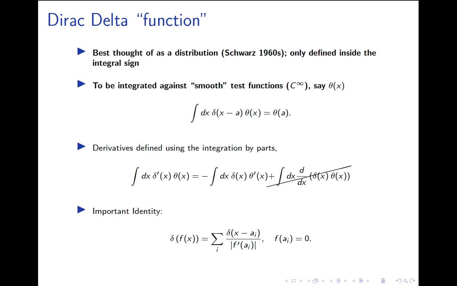So I will conclude by giving a very useful identity which we will use over and over in the course, which is for when you don't have delta of x but delta of some other function of x. Okay, so x is the variable, but we don't have delta of x directly; we have delta of, let's say, x squared plus 2x plus a, or some arbitrary function f(x). So what is it equal to?